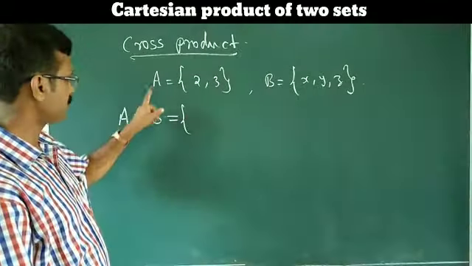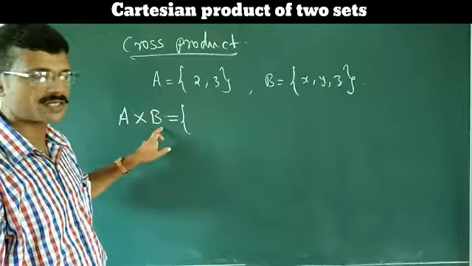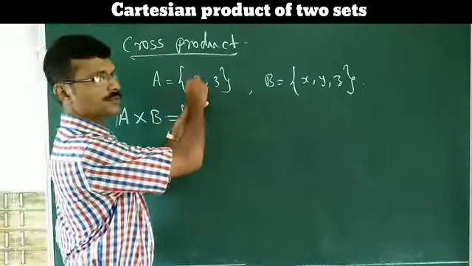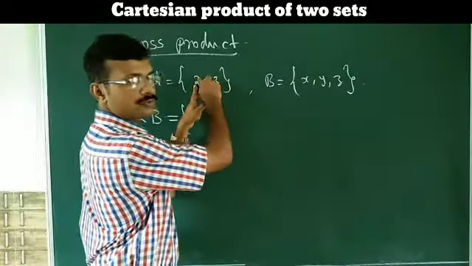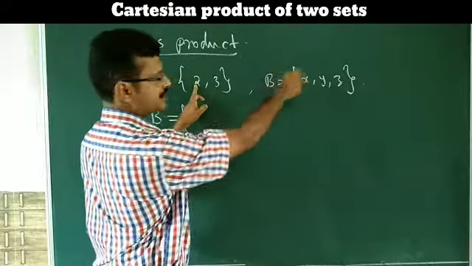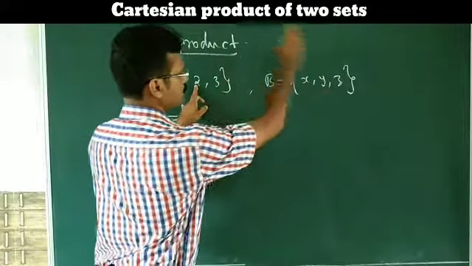A cross B will start from this. A is first, B is second. So from A we have to start first of all in the whole composition. That is with the 2 first of all I will write it 2x, then 2y, then 2z.